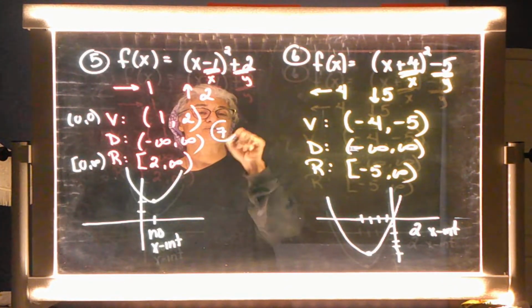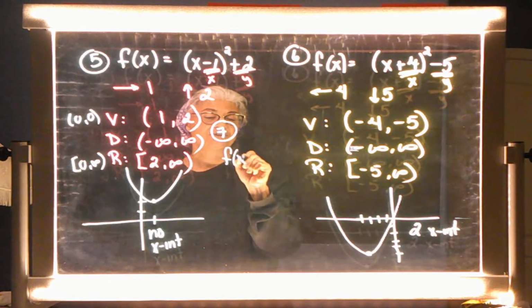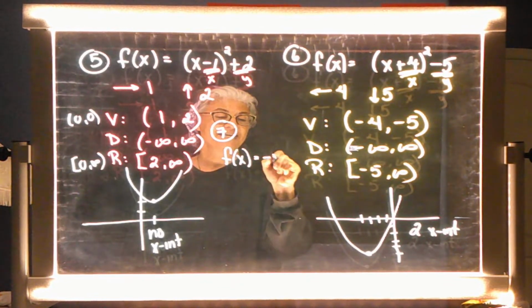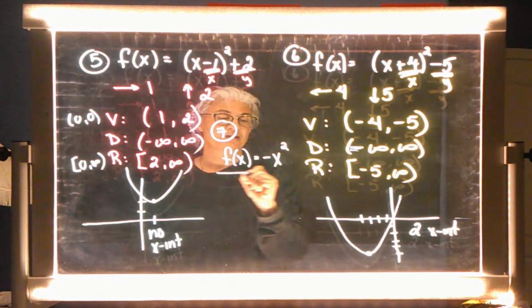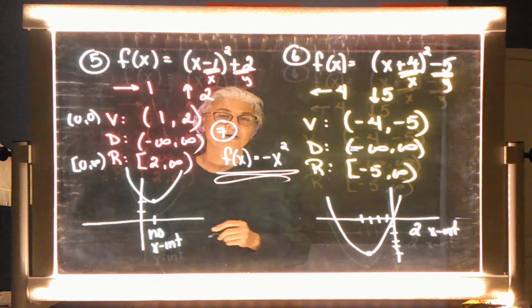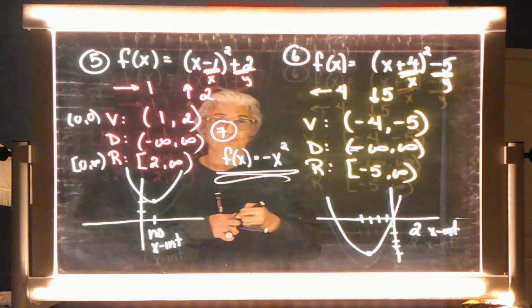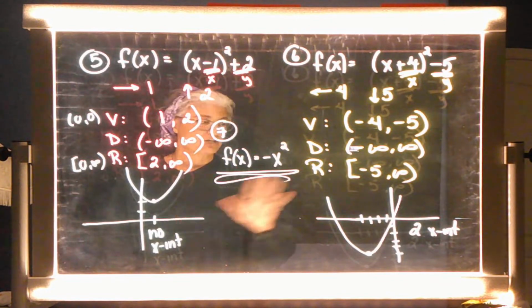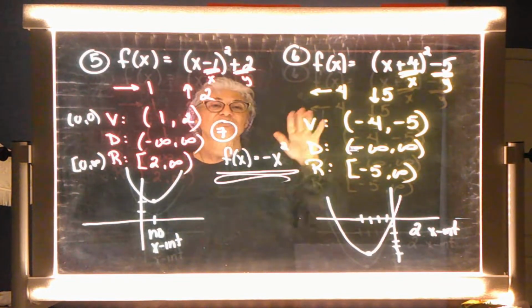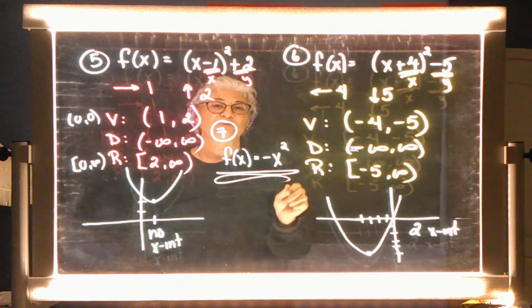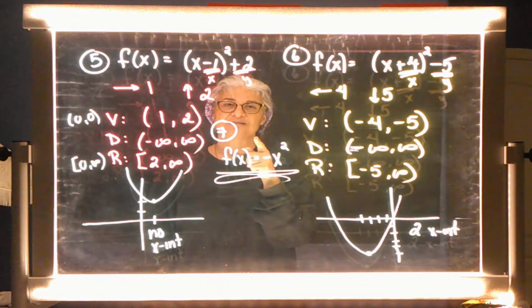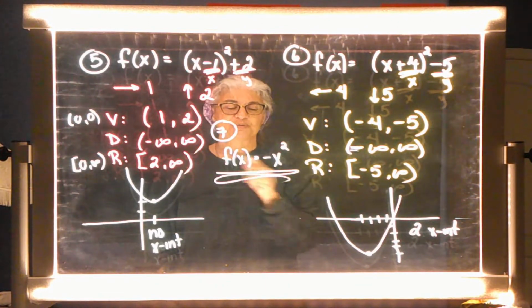Now, we are going to look at a function where a negative is in front of the x squared. And we're like, well, what is that going to do to my graphs? What's that going to do to the vertex, the domain, and the range? Think about it. Stay tuned. I'll be back to answer this.